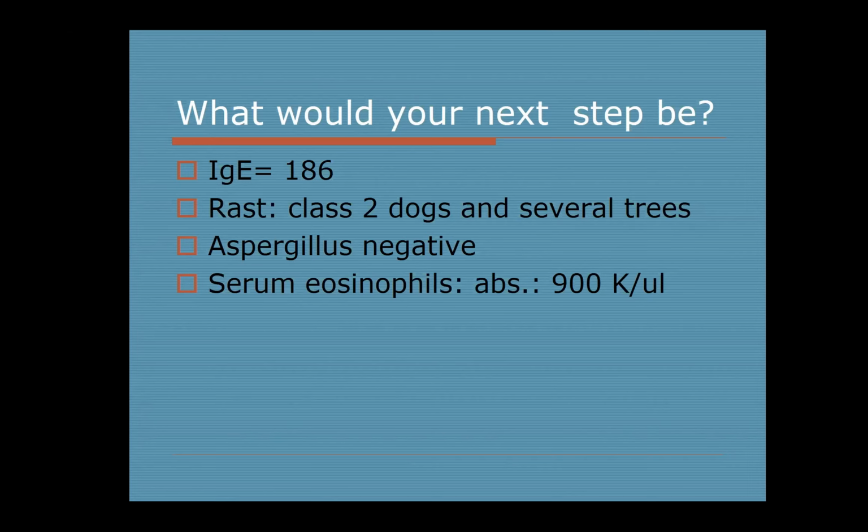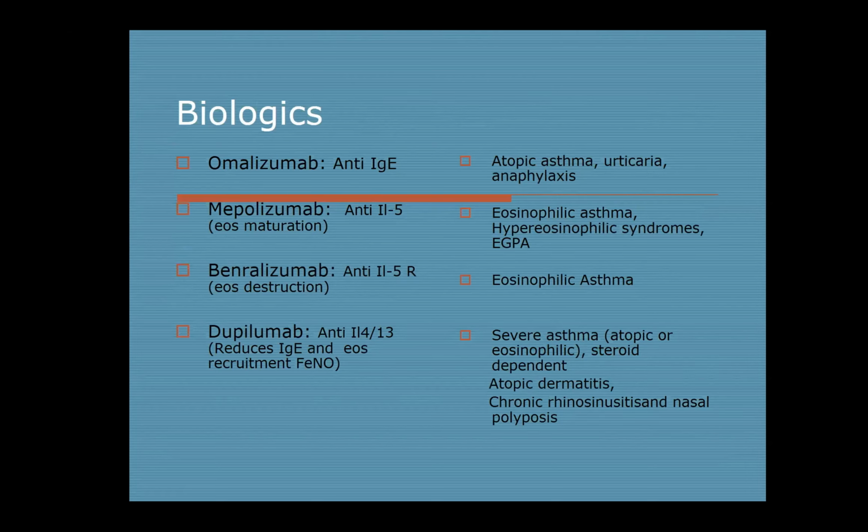So let's take a brief look at our biologics. This is very simple. We have mepo, and that's for eosinophil maturation. We have benra, eosinophilic destruction. Both of these would be fine for somebody with eosinophilic asthma. And mepo you could also use for hypereosinophilic syndrome or EGPA. So I agree with you. I would give her one of these two drugs.